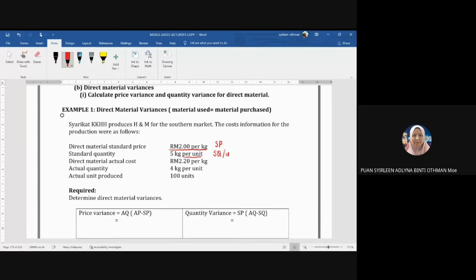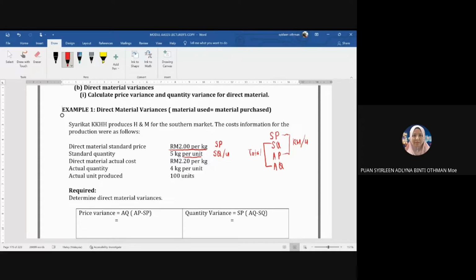So apa yang kita akan guna dalam formula untuk kira direct material? Kita akan guna SP, SQ, okay, AP dan juga AQ. Alright, so SP ni dengan AP ni merujuk kepada harga satu unit. Okay, tapi SQ dengan AQ ni dia merujuk kepada total. So that means kalau nilai yang you dapat ialah SQ per unit, macam ni this is SQ per unit, I tak boleh terus ganti masuk dalam formula. Sebab nilai yang digunakan dalam formula ialah SQ.